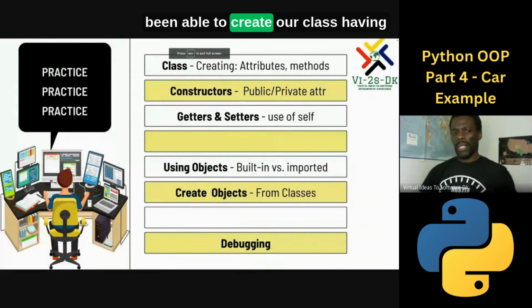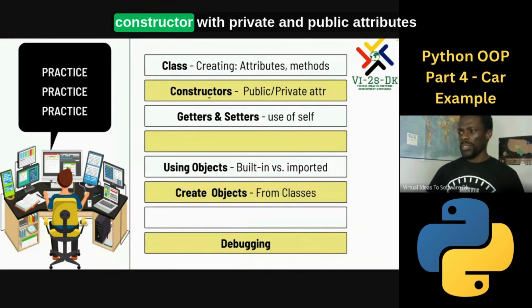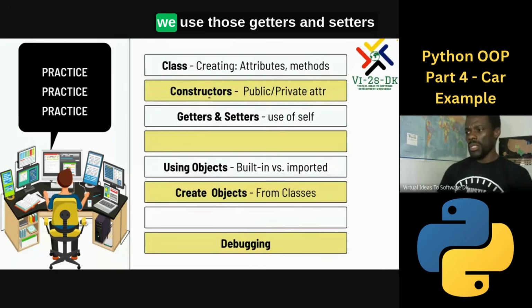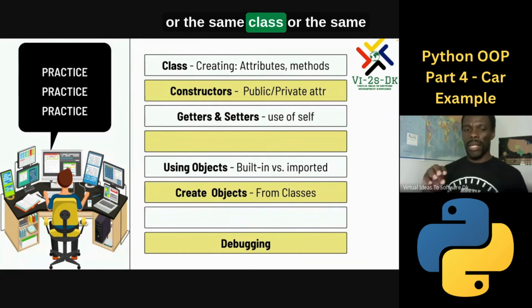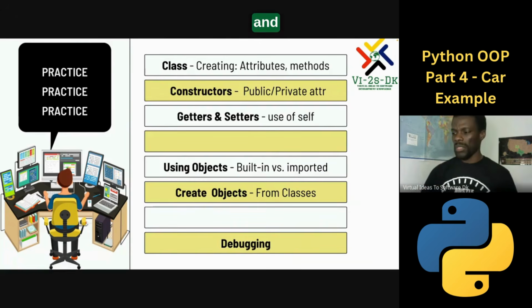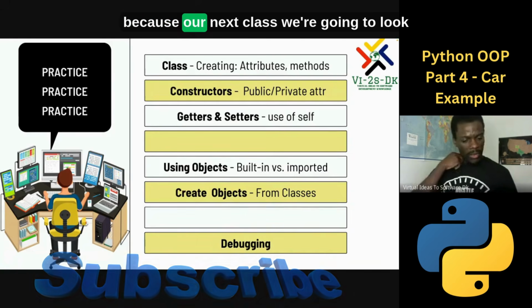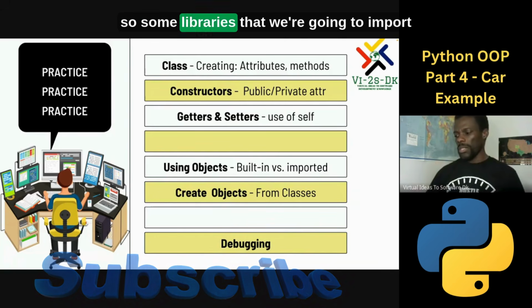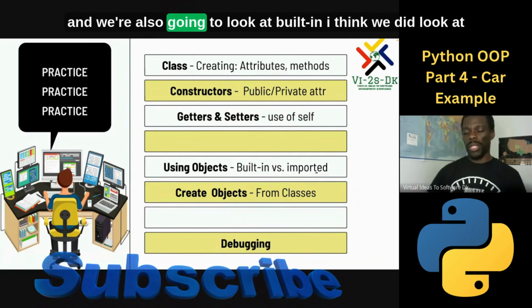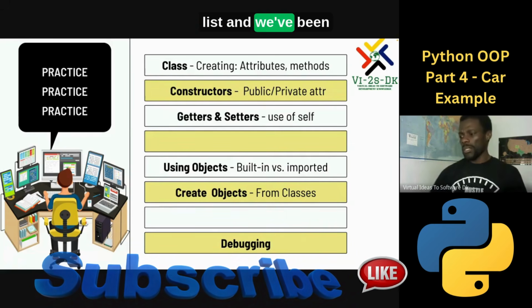We've been able to create our class, having those attributes and methods in there. We created a constructor with private and public attributes. We used getters and setters acting on the same object, which is self. And we'll be able to use more objects in the next class, because in our next class, we're going to look at libraries and frameworks. Some libraries we're going to import, and we're also going to look at built-in ones. I think we did look at built-in ones with the string and the list. And we've been able to create objects.